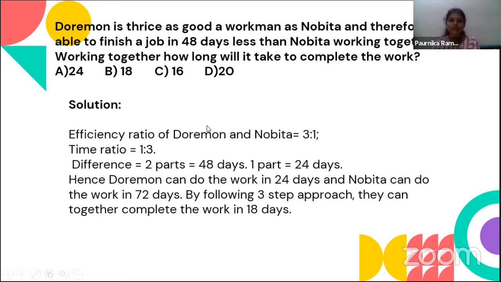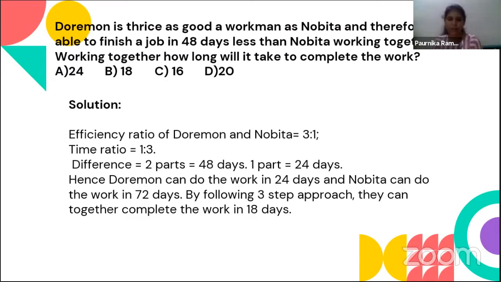As I said, the efficiency of Doraemon and Nobita will be in the ratio 3 is to 1. So the time in which they complete will be 1 is to 3. It is the similar approach that you had in the previous problem. So the difference is two parts, and these two parts correspond to the 48 days. Again, this is the most important step that you have to follow. The number of parts is a very important step when it comes to these kinds of problems. So when two parts correspond to 48 days, one part will correspond to 24 days. So Doraemon can do the work in 24 days and Nobita can do the work in 72 days.